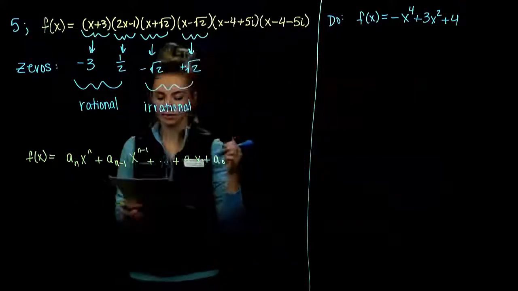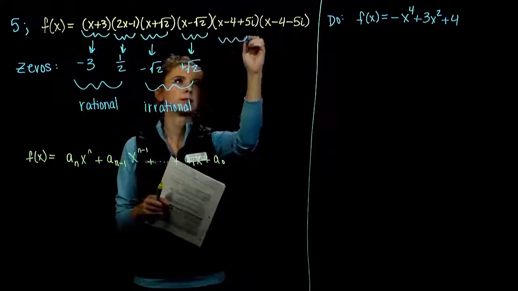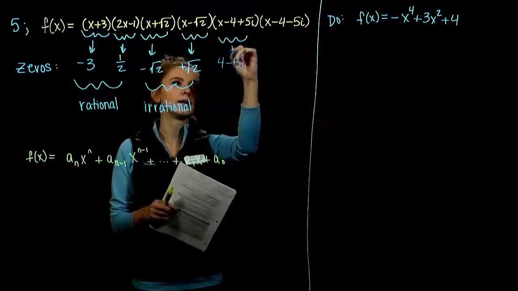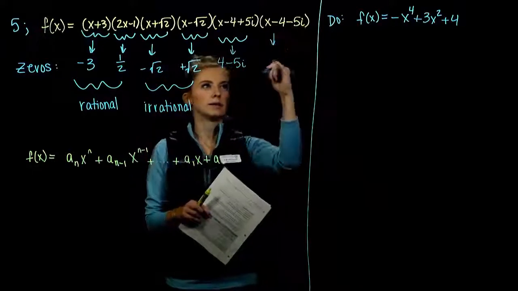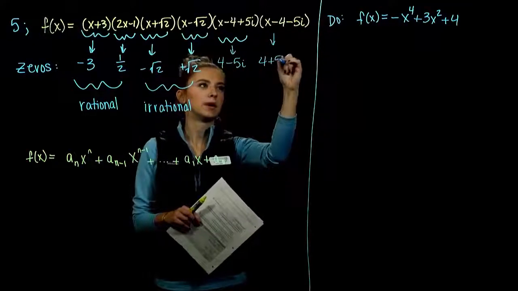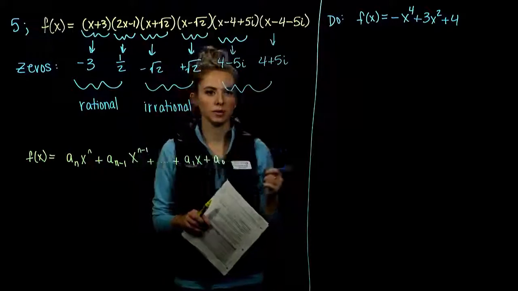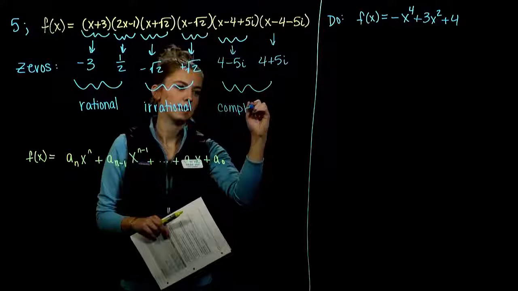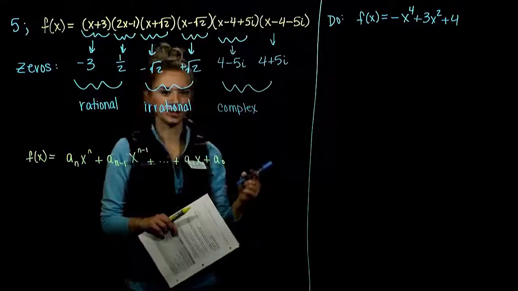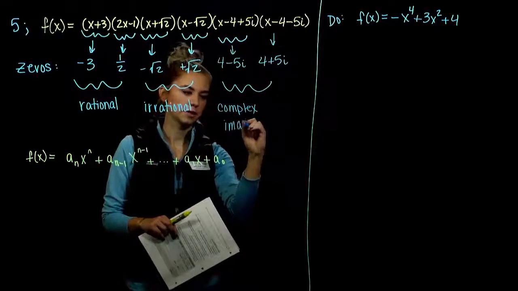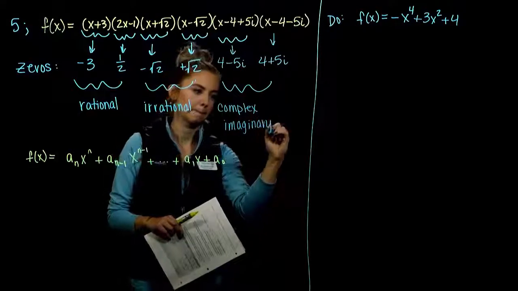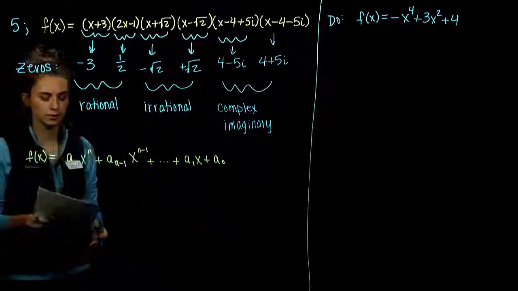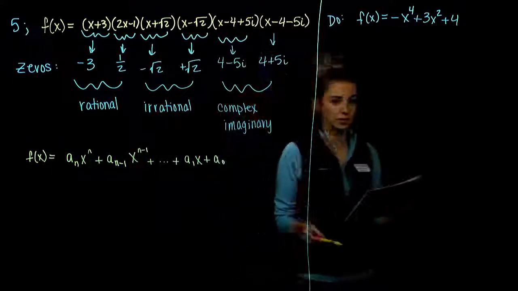All right, and then our last two terms from the product, what are we looking at here? We've got 4 minus 5i for our root, and the last one, 4 plus 5i. And what kinds of numbers are those two? They're complex, and more than that, we have imaginary units, complex imaginaries. So we can have all of those different types of roots when we are solving for the zeros of a polynomial function.